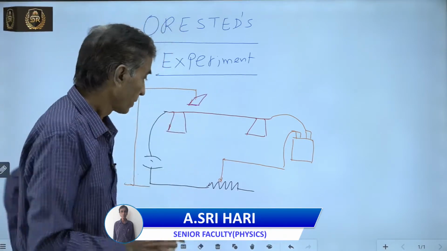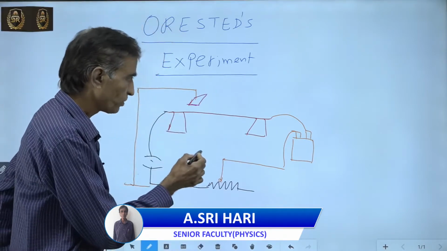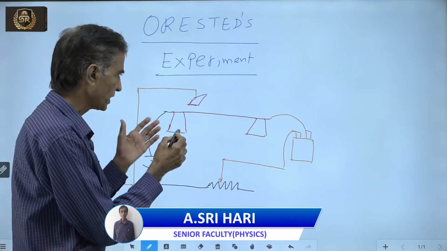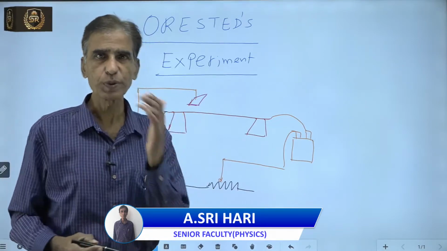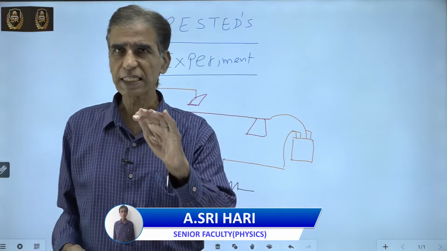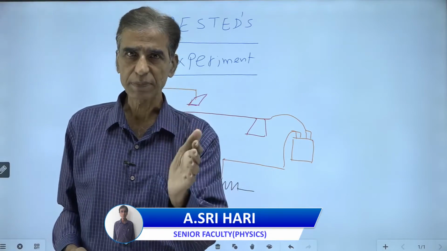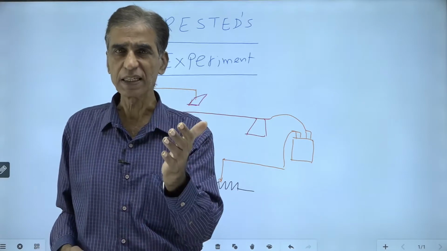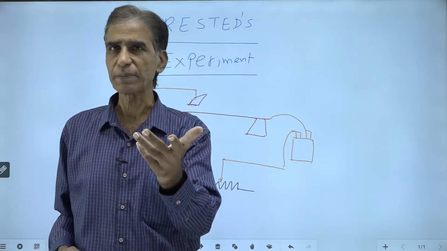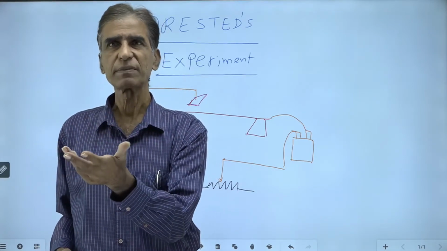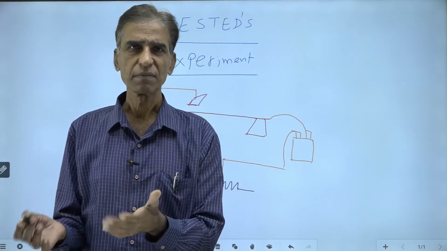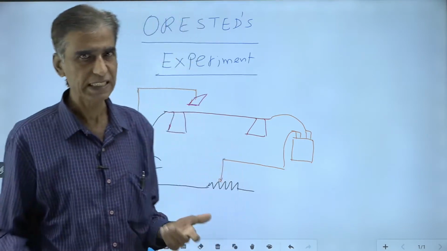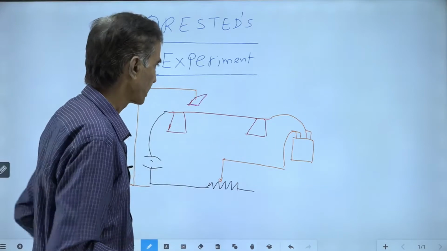Now, what is his idea? He is conducting the experiment to prove that there is no relation between electric property and magnetic property, that is, electric field and magnetic field. Electric property and magnetic property means what? Electric current and magnetic effects. Electricity and magnetism. He wanted to prove that.